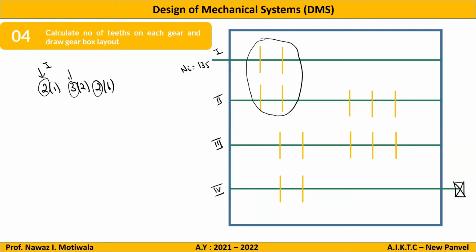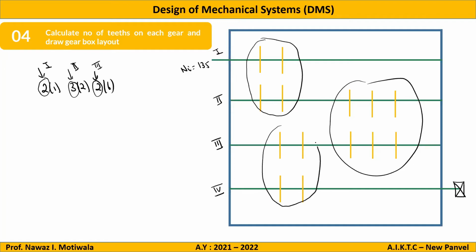Similarly, for stage 2, there are 3 gear pairs. So I have made here 3. Okay, these 3 are the second stage. And for the third one, there are 2 again. So here it is the third one. So I will name it just here.